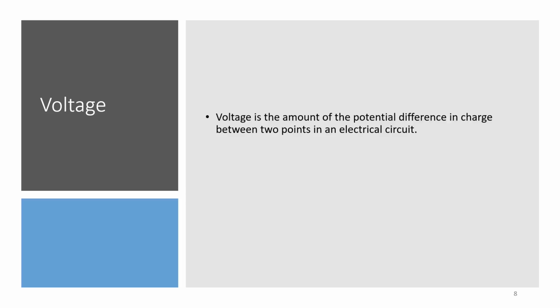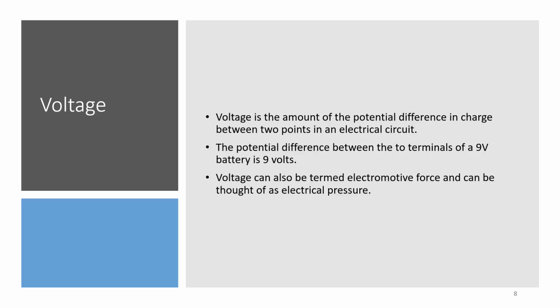So voltage is the amount of potential difference in charge between 2 points. So when you go to the positive and the negative terminal of a battery and you measure specific voltage. So if we go to your car battery, it's going to be a 12-volt battery. What we're measuring is the difference between those two terminals is 12 volts of electrical pressure or potential energy. So it's a potential difference between those two. The potential difference between the terminals of a 9-volt battery will be 9 volts.